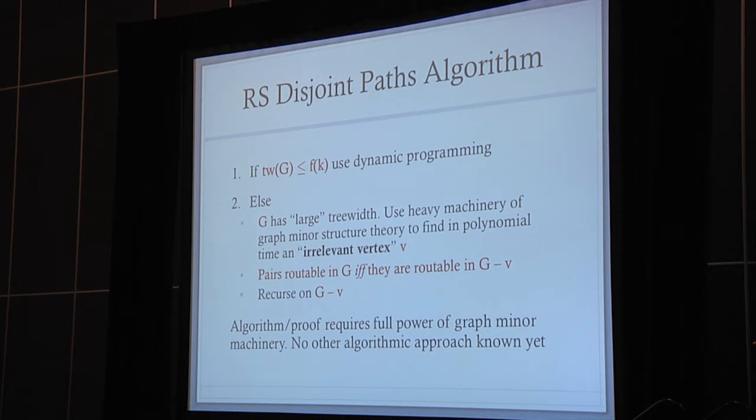To do that, they take 500 pages. It requires the full power of the graph minor theory. You may say, maybe there is a better algorithm for this fundamental problem. If you solve it, you'll be quite famous. There is no other algorithmic approach known to solve this problem other than using this heavy graph minor theory.